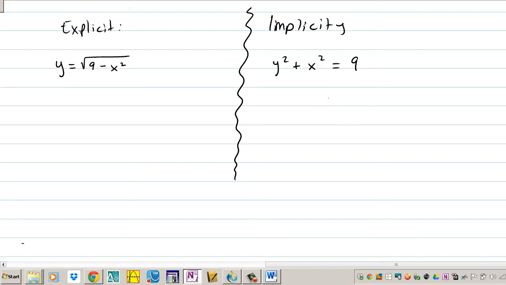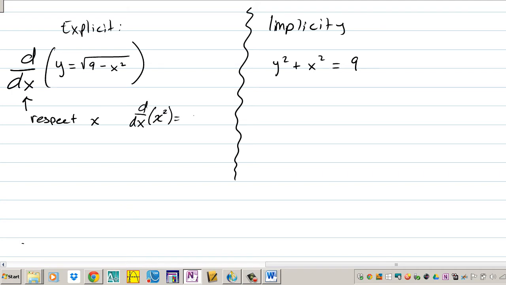Okay, so let me take the derivative of the explicit first. If I take the derivative with respect to x, this bottom variable tells you respect to x. What that means is that anytime I take the derivative of a term, and if it's x, for example, if I take the derivative of x squared, it's 2x using the power rule. But if I take the derivative of something else that doesn't have an x involved, for example, if I take the derivative of y, what is y in terms of x?